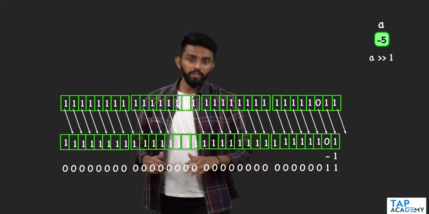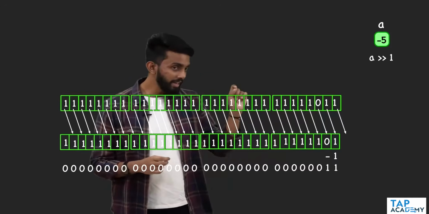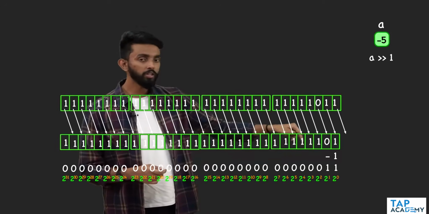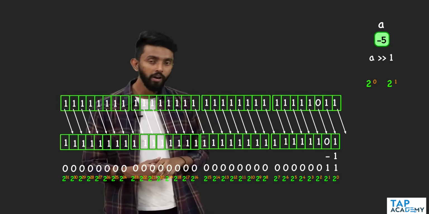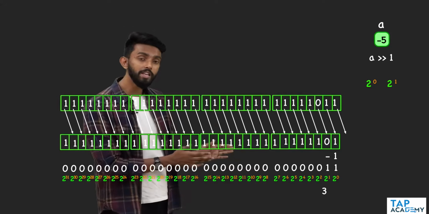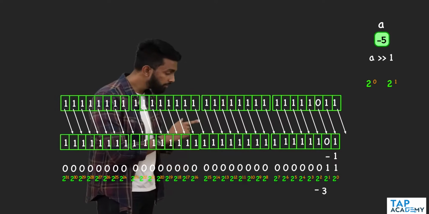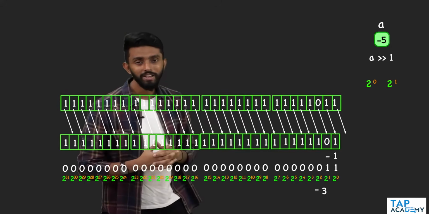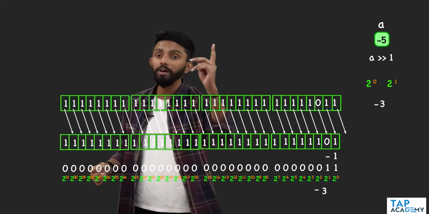Now, if you are going to convert this into decimal, that is 2 to the power 0 and that is 2 to the power 1. 2 to the power 1 is 2, 2 to the power 0 is 1. If I add both of them, it is 3. But you must not just say 3, you must attach a negative sign, which means it is -3. I hope you're able to think, which means -5 right shifted once is -3.